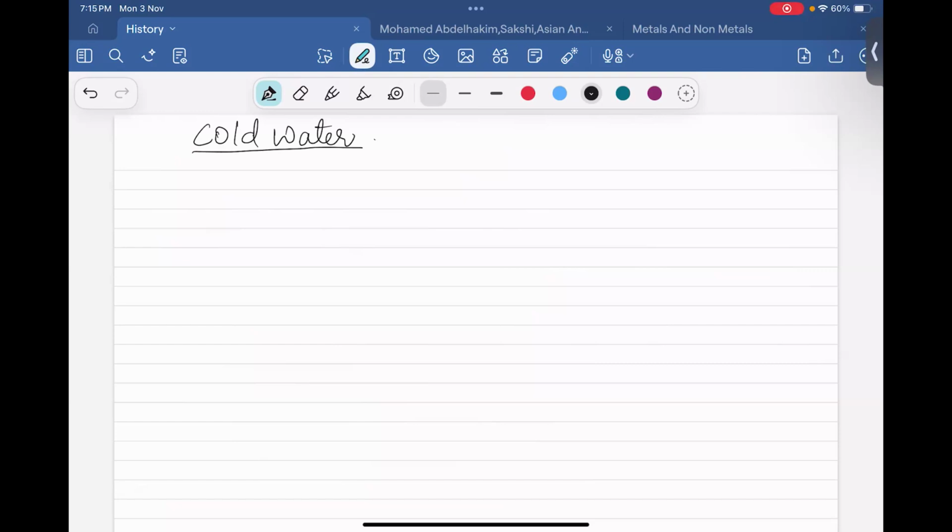So in cold water, only one metal reacts. That is C for cold, C for calcium. Please remember the name of the metal and their conditions. If somebody asks you which metal reacts with cold water, calcium. Which metal reacts with hot water, magnesium. Which metal reacts with steam? We can say aluminium, iron.